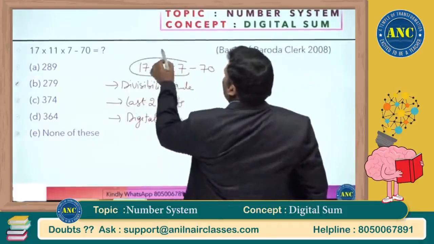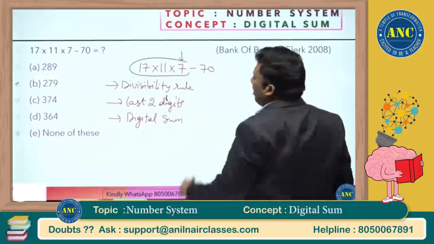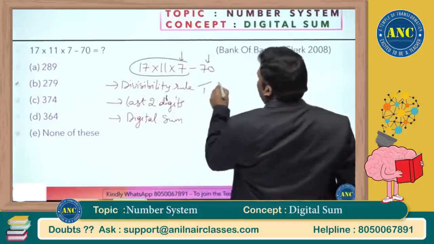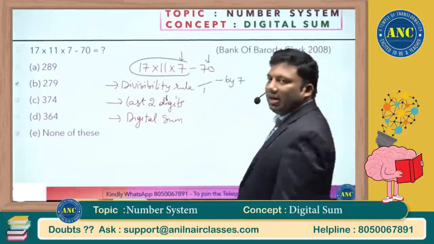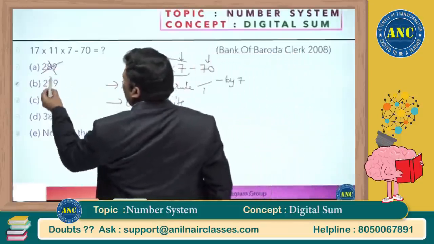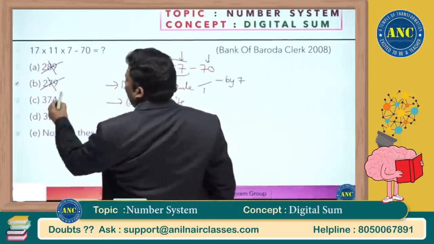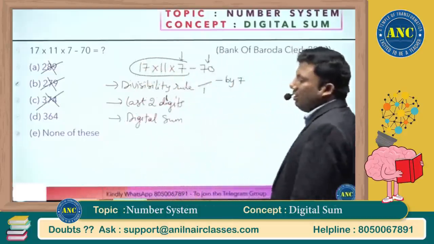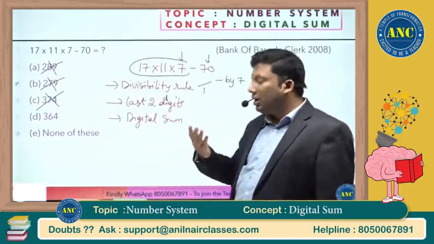This entire number is divisible by 7. Yes or no? 70 is also divisible by 7. Answer should be perfectly divisible by 7. 7 4s are 28, 9, no. 7 3s are 21, 16, 9, no. 7 5s are 35, 24, no. 364. 7 5s are 35, 14. But there is an option, none of these.